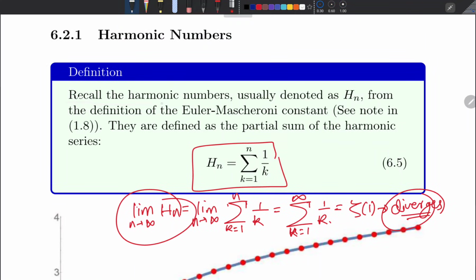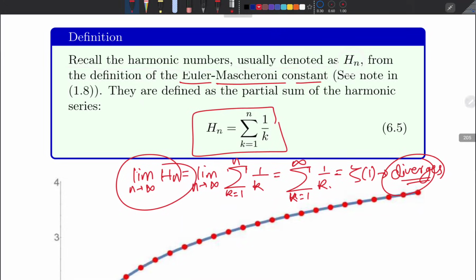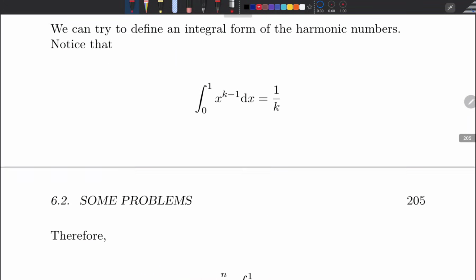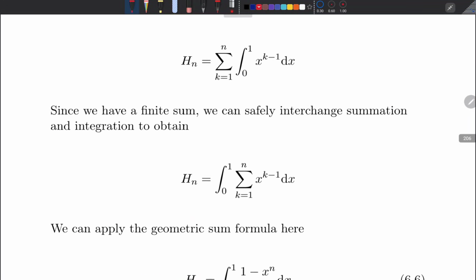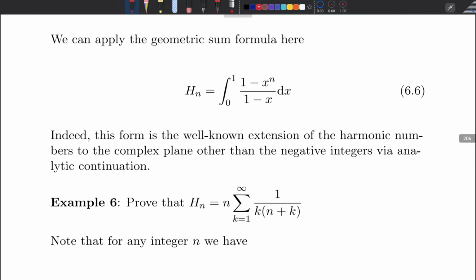Recall the harmonic numbers are usually denoted as h sub n, right? And yeah, the definition of the Euler-Mascheroni constant. Actually, we have a very well known definition of the Euler-Mascheroni constant, which is represented with the harmonic numbers. So that's amazing. So this is how you can represent a harmonic number as an integral as well.